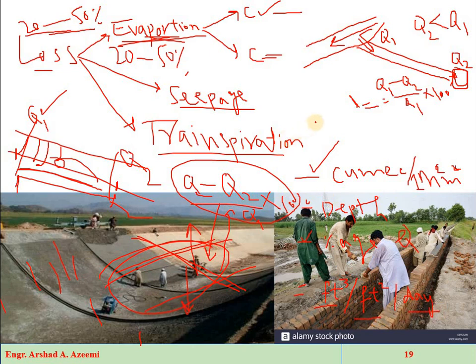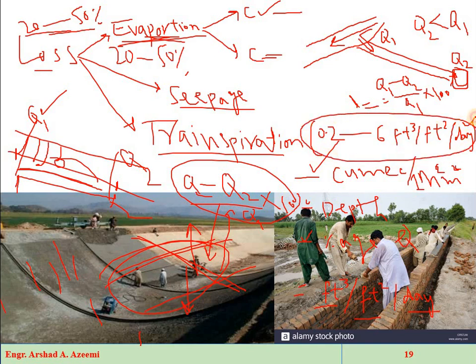Okay, so see the general losses of water from the canal due to transpiration, that is 0.2 to 6 cubic meter. Again, that will depend on the type of the soil, the environmental condition and the condition of the canal. So if there is a suitable condition, then in 1 day from 1 square feet wetted area of canal, 0.2 to 6 cubic meter of water can be lost.